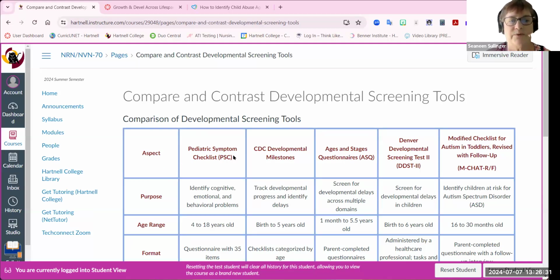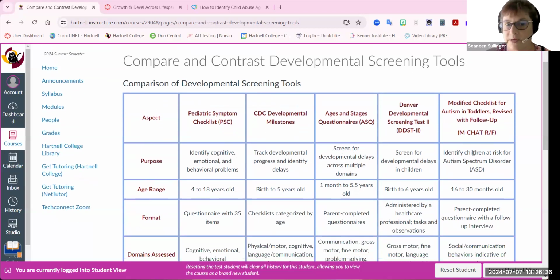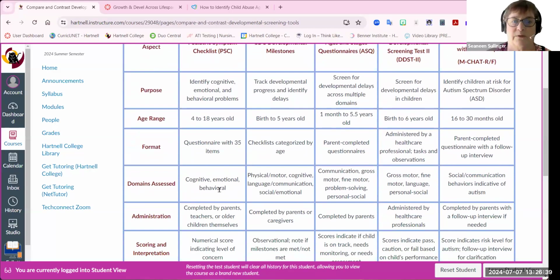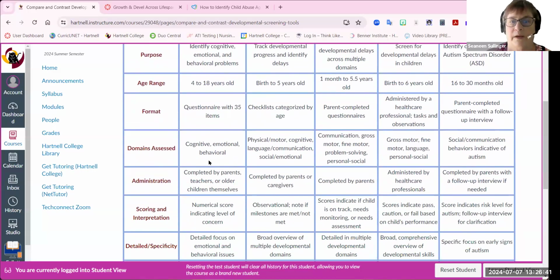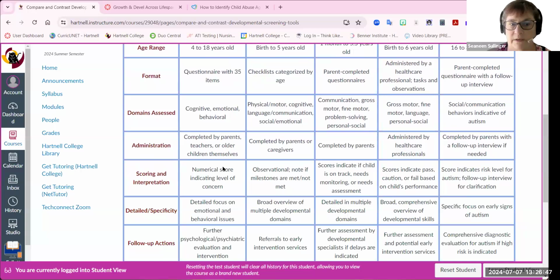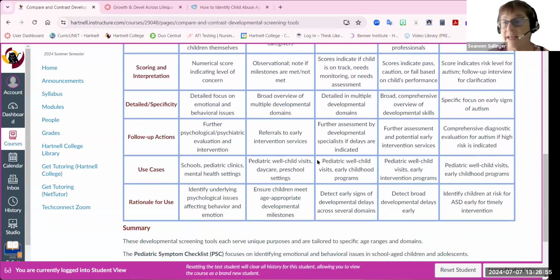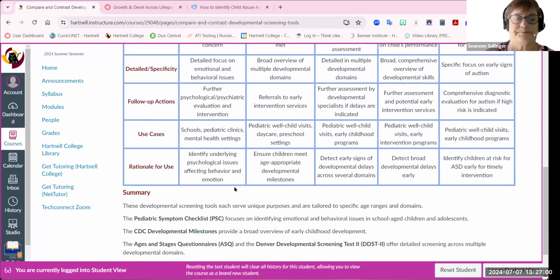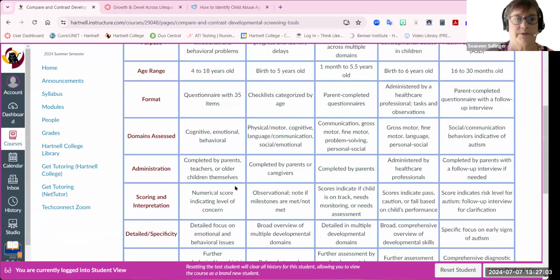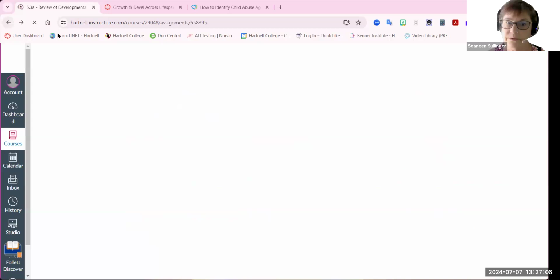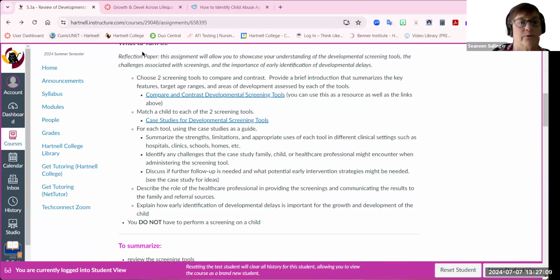But it basically gives you each of the 5 that you're researching, tells you what they're designed for, the age ranges, what kind of format it comes in, what different domains, cognitive, physical, emotional, how you give it, how the scoring's interpreted, how specific it is, any follow-up actions, the setting that you might find it used in, and why you use it. So there you go. That basically will help you answer or do research on that particular tool.